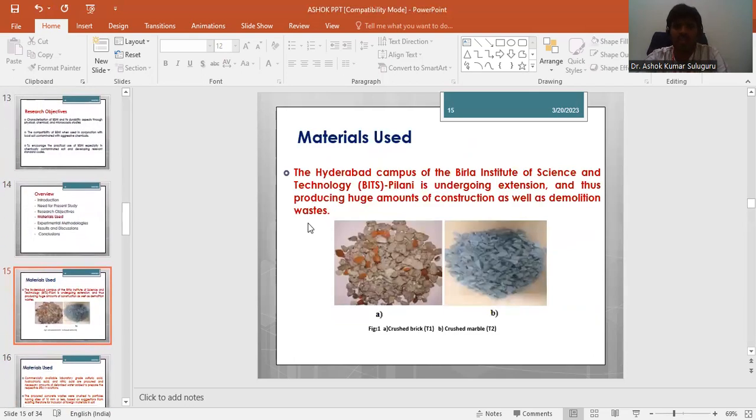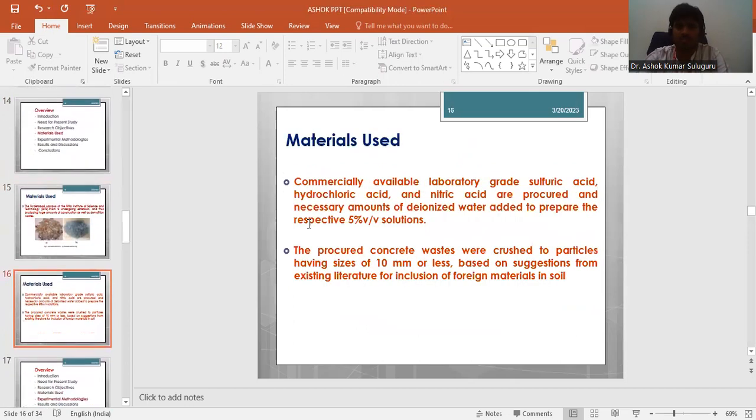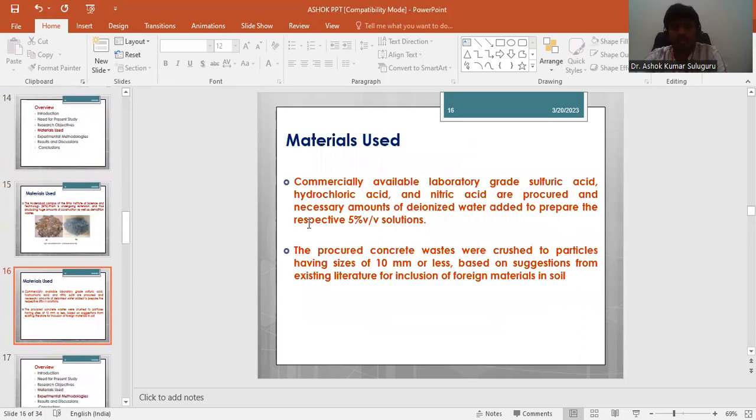As I said earlier, we have used two materials: crushed brick and crushed marble. Later on, we also used some chemicals, where we are trying to assess the strength of the materials after immersion in these acids. We have to study how much it will deteriorate when we expose those materials to these acids.